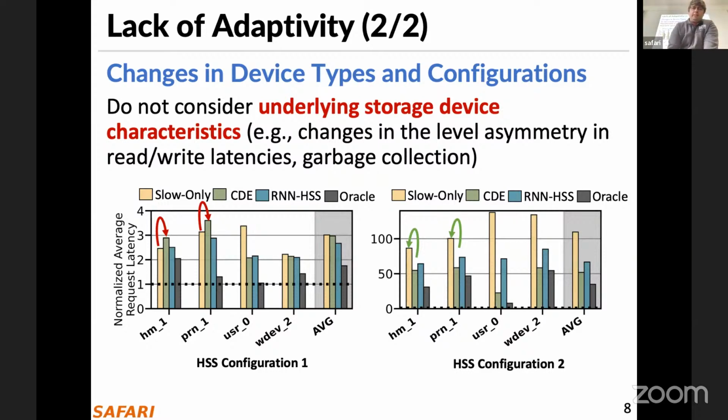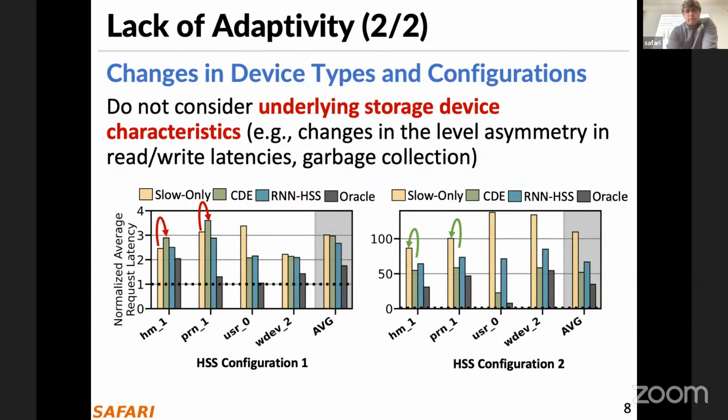When we look at this data, we see that in the first configuration, the CDE policy is actually performing worse than the slow only policy. You can see it in two of the workloads, HM1 and PRN1. This is because CDE has a very fixed placement policy: place all the data in the fast device and then move it to the slow device when it reaches 100%. And this actually causes a lot of evictions or migrations between the two devices.